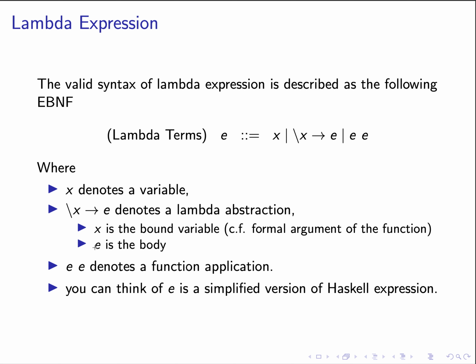Over here, I'm already using the backslash to denote the lambda, which makes it closer to Haskell syntax. But in some cases, you will see people use the lambda symbol to represent the lambda abstraction, write lambda to denote the equivalent of this backslash, and a dot, which is the equivalent separator between the formal argument x and the function body E, instead of using the right arrow like in Haskell.